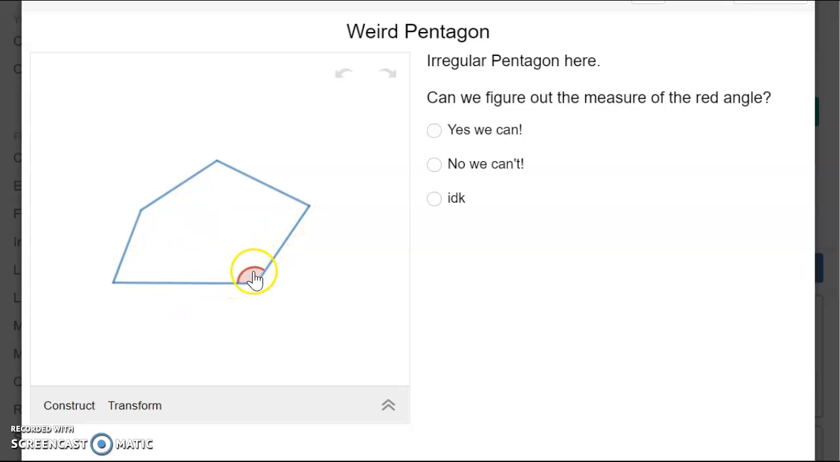Then can we tell what this angle is? No, we cannot, unless we know all the other angles. If we did, then we could figure out what the last angle is. However, if you do not know any of the angles, we cannot say what this angle is. So no, we can't tell what the measure of the red angle is.